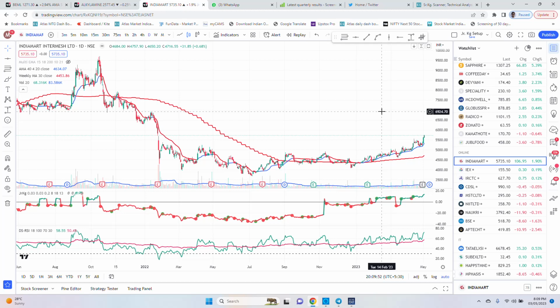30-week moving average. Based on my experience and back testing, I found that the 30-week moving average plays a very important role, and it helps very much in stage analysis. So, as you know, in technicals, whenever you want to analyze any stock, there are stages.